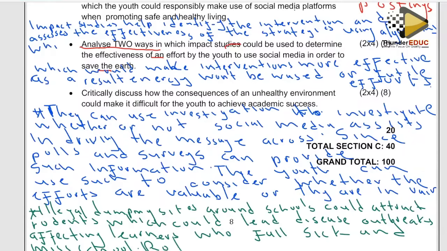Rodents can also disturb studies. By rodents, we are referring to rats or mice. Rodents can also disturb learners as they are studying. They might be running across rooms, which would actually disrupt lessons, and it would also disrupt our studies.